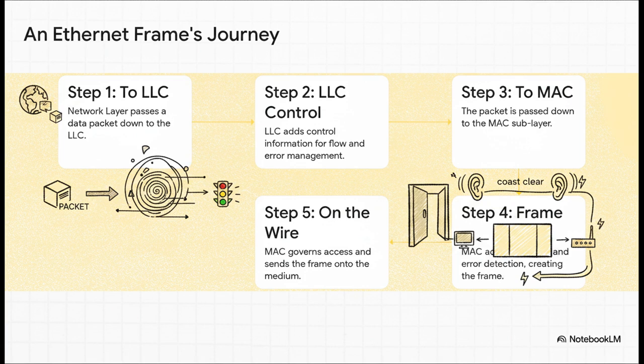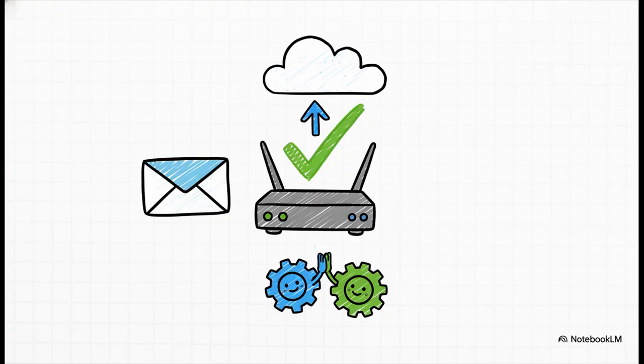And finally, step 5. Following the Ethernet 802.3 rules, the MAC sublayer listens to the cable. Is anyone else talking? Nope, the coast is clear. It then blasts that completed frame onto the wire as a series of electrical pulses. And boom, just like that, the local delivery is complete.